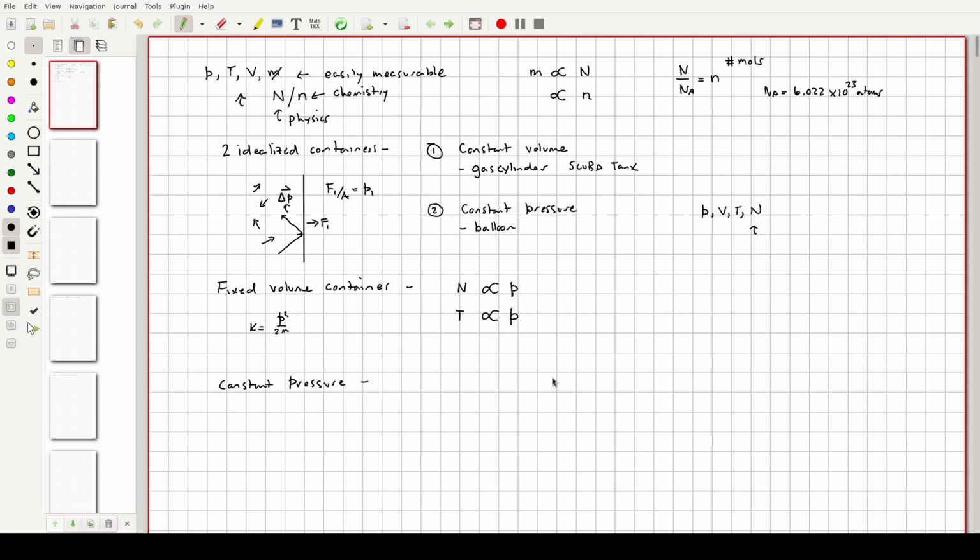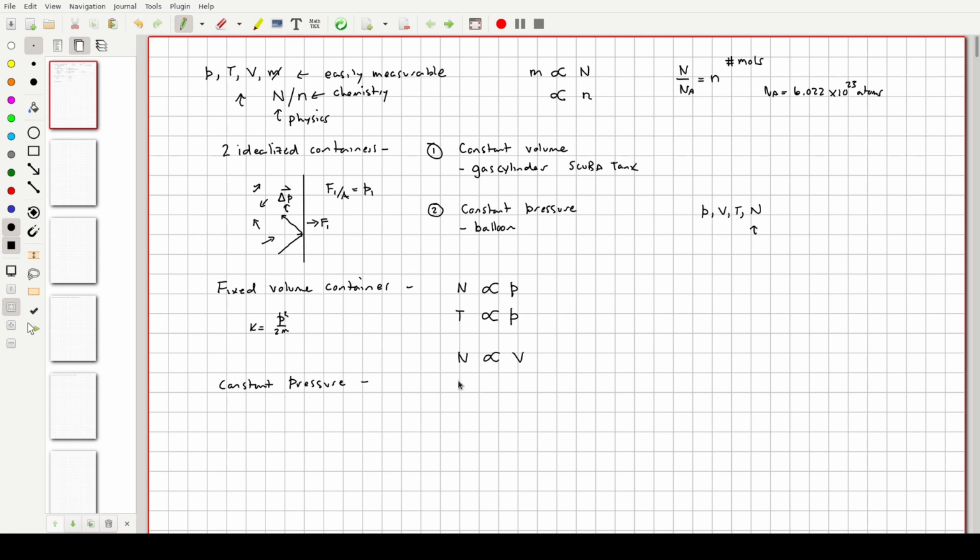So in a container that has constant pressure, what that means is that the volume can change, but the pressure is held fixed. So again, let's pretend that I double the amount of material that I have inside my container. Well, if I double the amount of material, what I've done is to cause the volume to double as well. So again, there's a linear relationship between the number of particles and the volume. The more particles, the more volume.